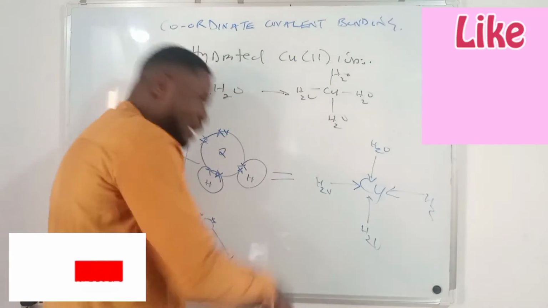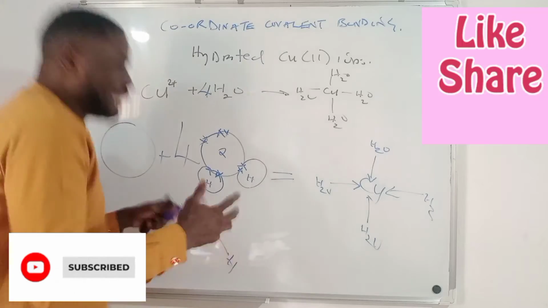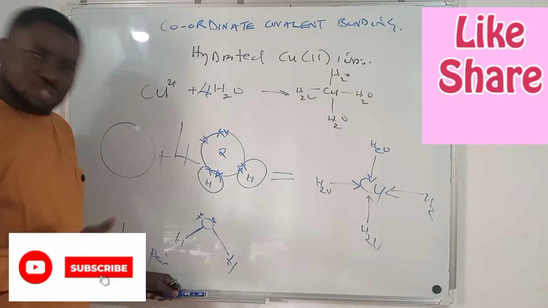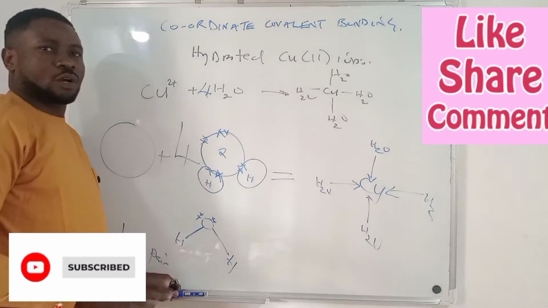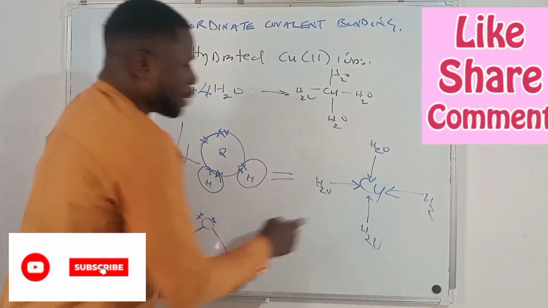8 electrons on the outermost shell of what? Copper. In that way, copper has become what? Stable. In that way, copper has become stable. So this is what we call copper 2.